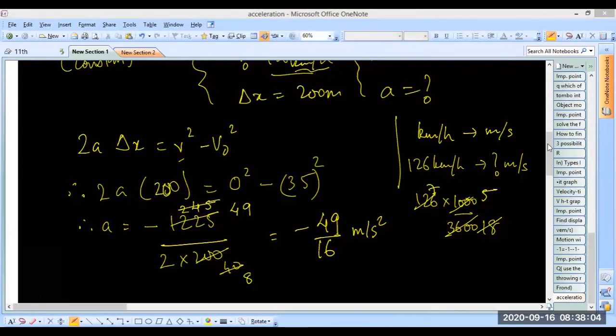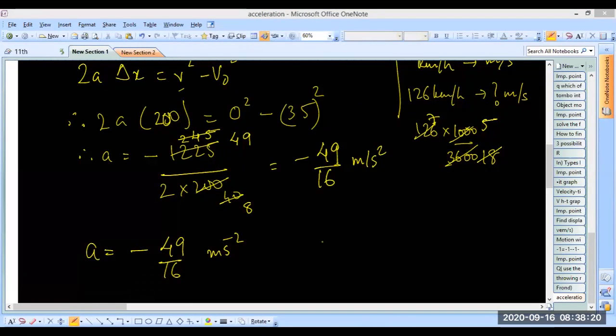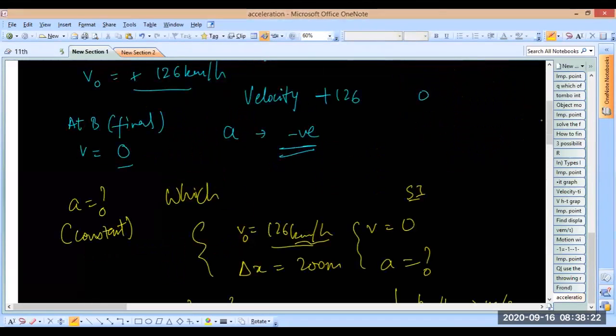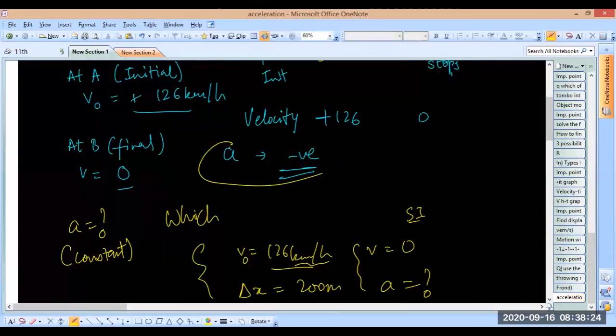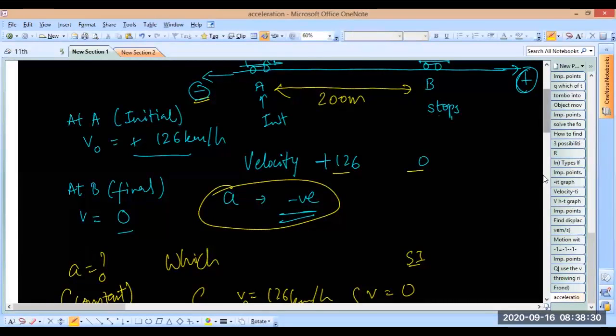See, this is not a surprise. I had already said that acceleration will be negative, yes or no? Before we even started, I told you that acceleration will be negative, right? And that's not a surprise at all. In fact, maths is only proving what we were thinking, that acceleration will be negative because velocity is decreasing, and that's what we have, right?